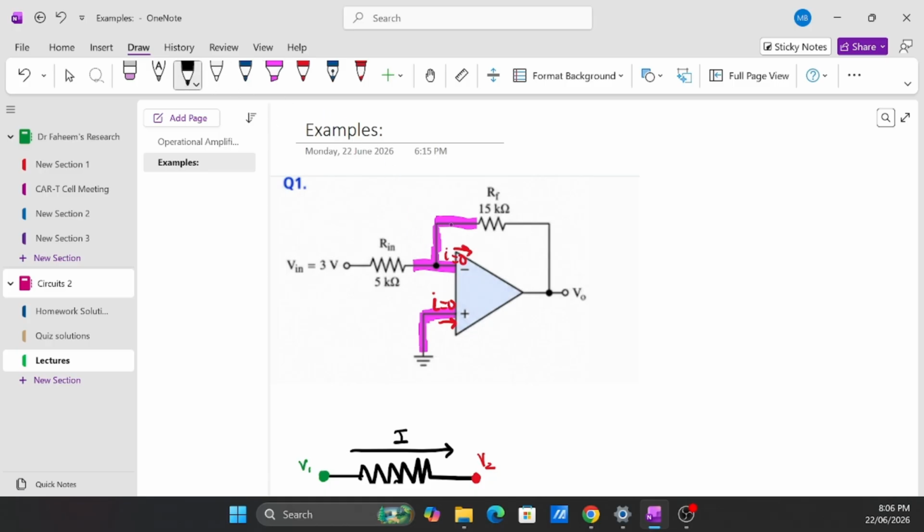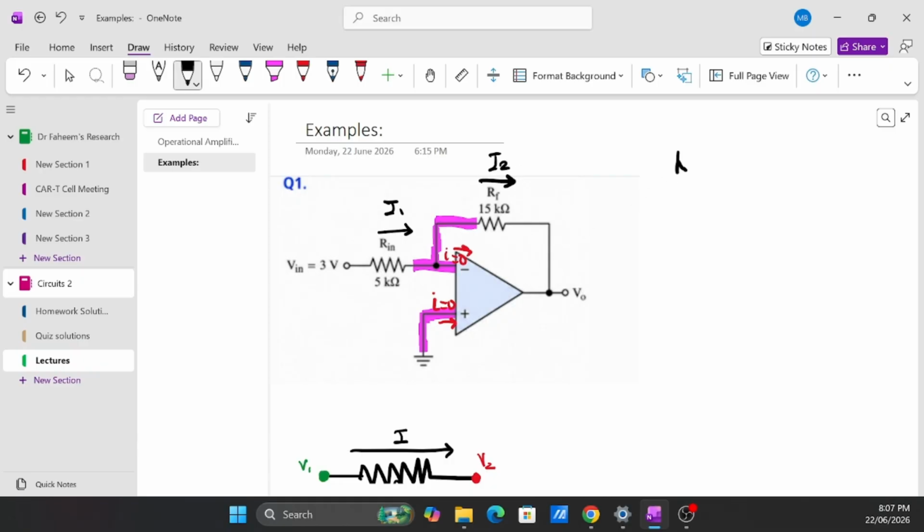Now we're going to draw a KCL at this node, and this is the current from our voltage source, and this is the current that's going through the feedback resistor. We call it RF. Let's call this I1, I2.